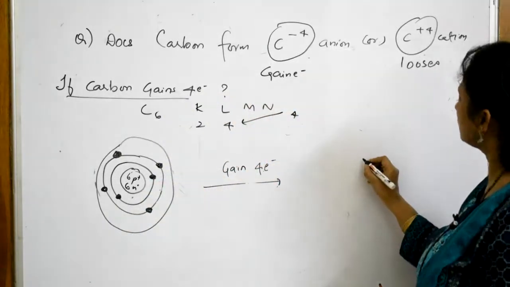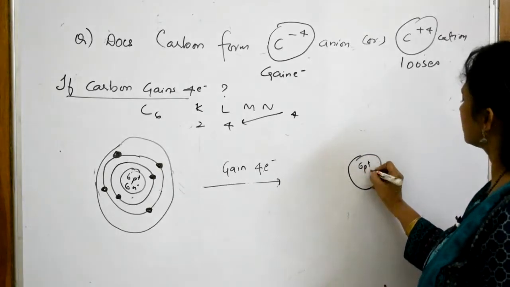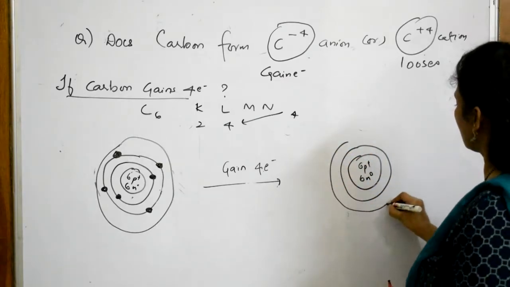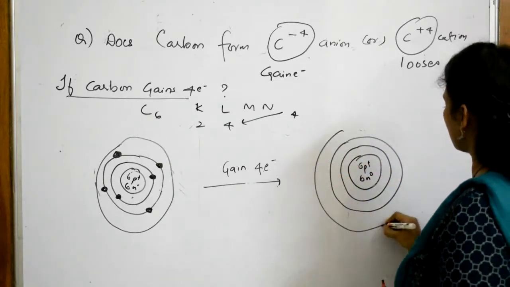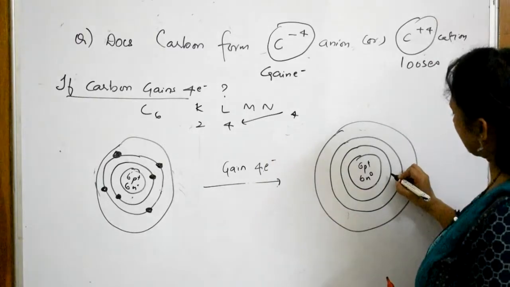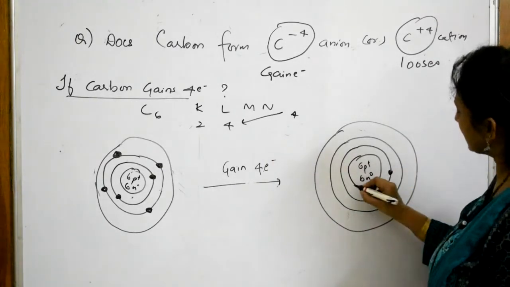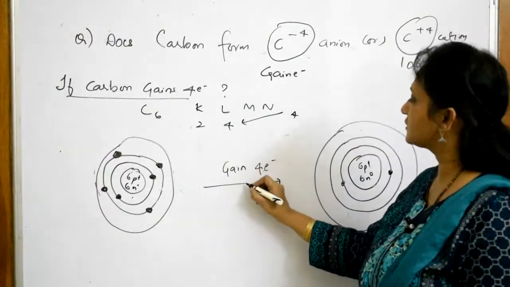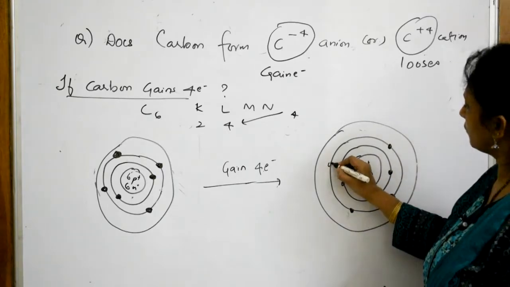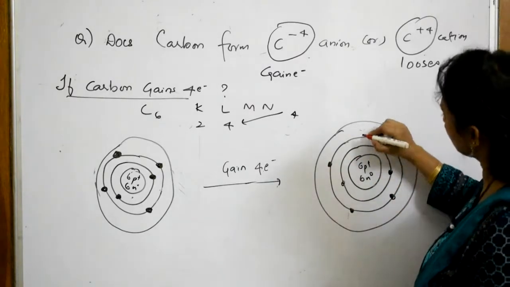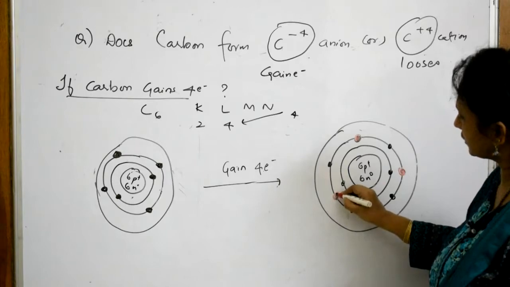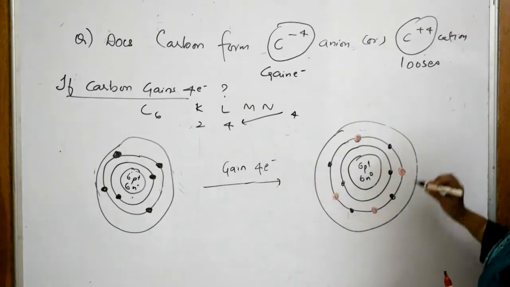So how will it look? 6 protons, 6 neutrons. This is the K shell, and this is the L shell. I'm sorry, the circles are not looking like circles, but no problem. In the K shell, the 2 electrons stay as they are. In the L shell, earlier it was 1, 2, 3, 4; it has gained 4, and they will go here: 1, 2, 3, 4 electrons. You see? Now let us compare.